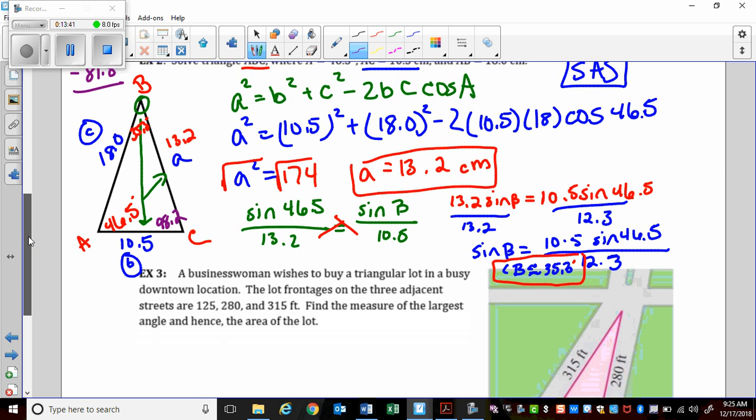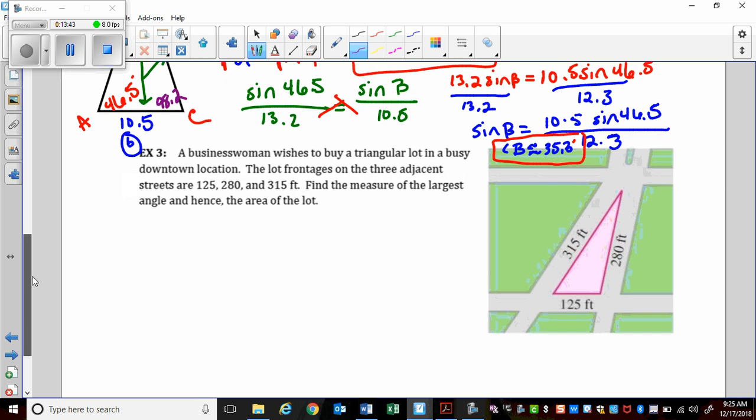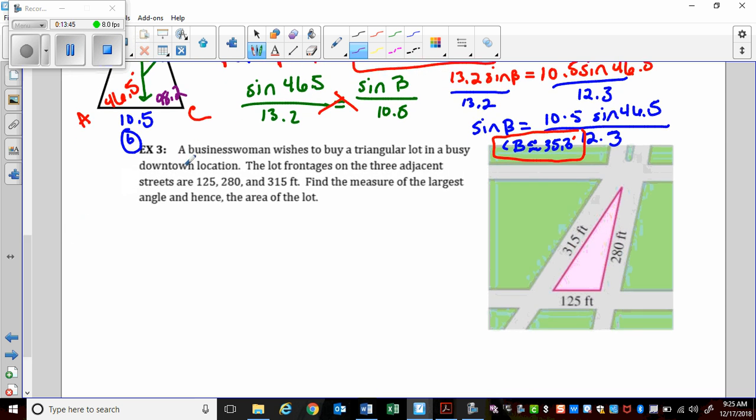The next one says, a businesswoman wishes to buy a triangular lot in a busy downtown location. The lot frontages on the three adjacent streets are 125, 128, and 315 feet. They even wrote it in there for you. Find the measure of the largest angle and hence the area of the lot.